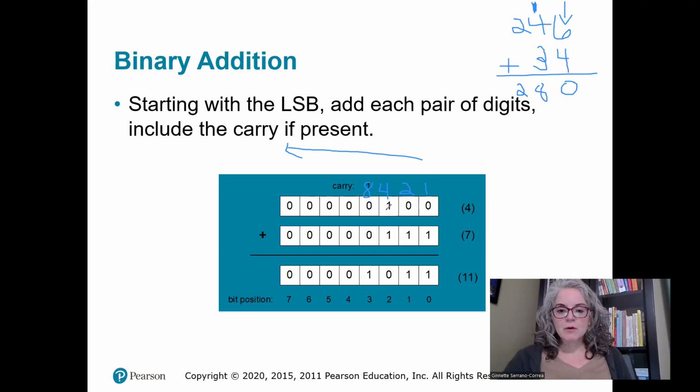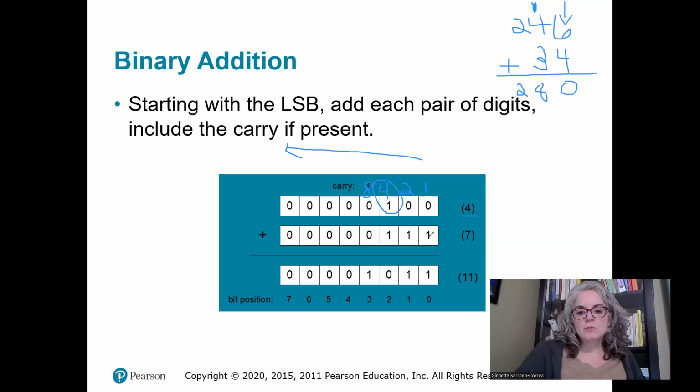So 4 times 1 is 4. That is what that number is. This binary number in decimal is 4. This is 4 plus 2 plus 1, which is 7. This is 8 plus 2 is 10 plus 1 is 11. 7 plus 4 is 11. So it checks off.